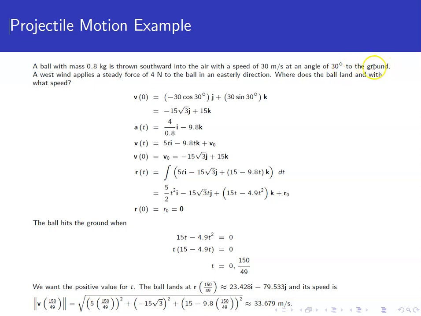Excuse me, 30 degrees with the ground. We threw it in the southern direction. A west wind applies a force of 4 newtons to the ball all the time, and it's pushing it to the east. It asks where the ball lands and with what speed.